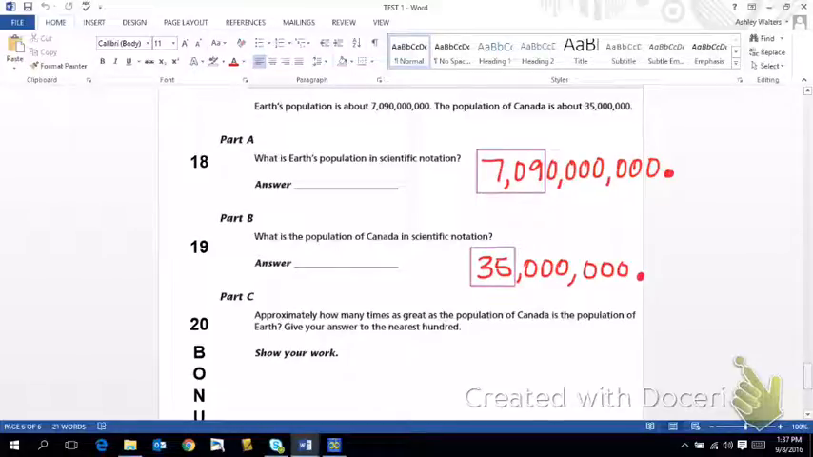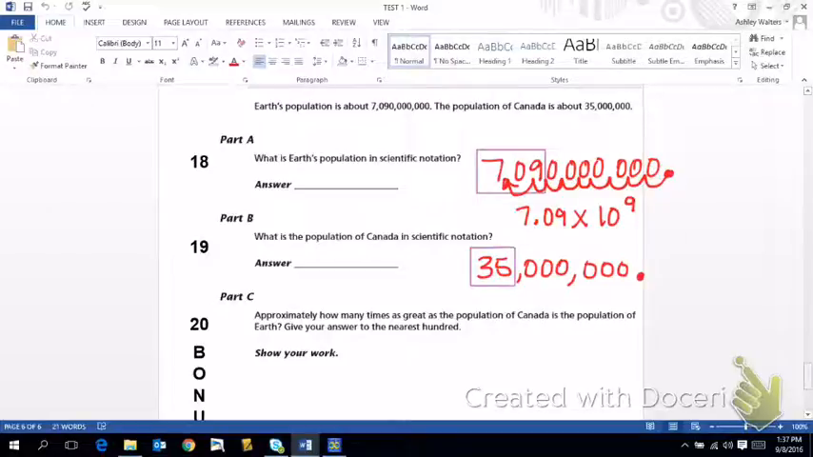So that means that we want our decimal for Earth's population to be 7.09. That's a number greater than or equal to 1 and less than 10. And we'll multiply that by 10 to some power. And the power is determined based on the amount of times we move the decimal. 1, 2, 3, 4, 5, 6, 7, 8, 9 times the decimal was moved. And so this statement is telling you that to get back to your original population, you would move your decimal 9 places back to the right.